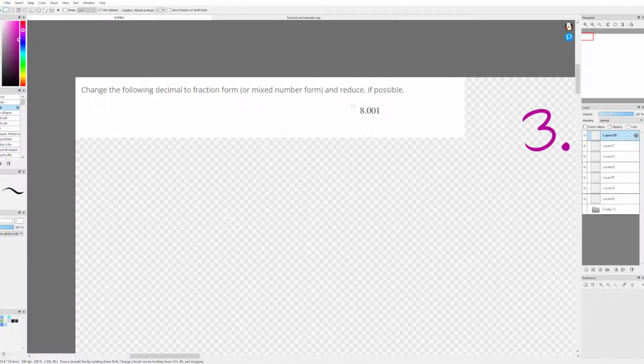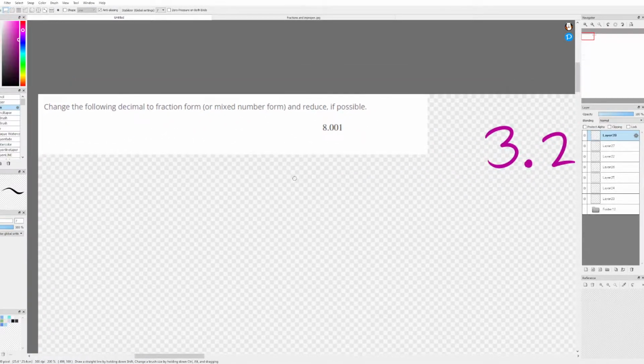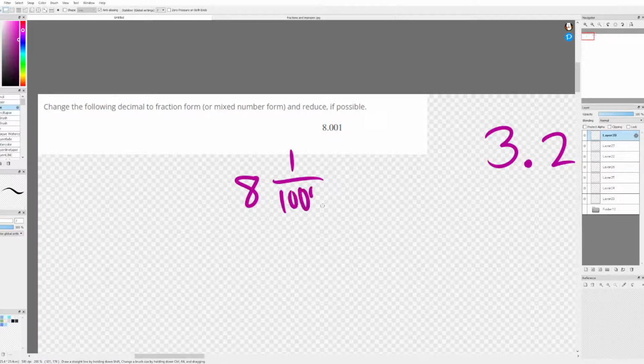We'll just get into the rest of the example problems. This one is asking us to change it into fraction form or mixed number form and reduce if possible. So 8 and 1, and this is in the thousandths place, so 8 and 1 1,000th.